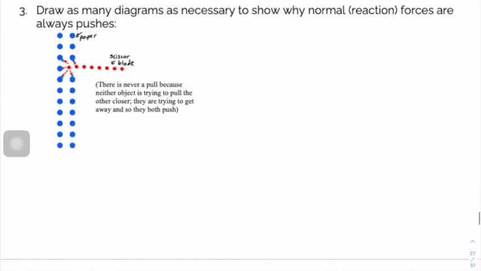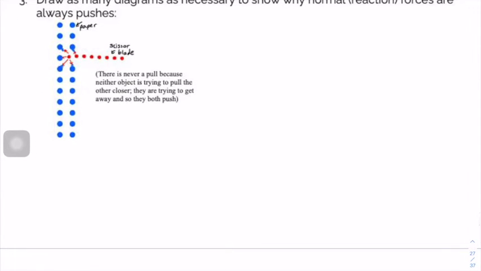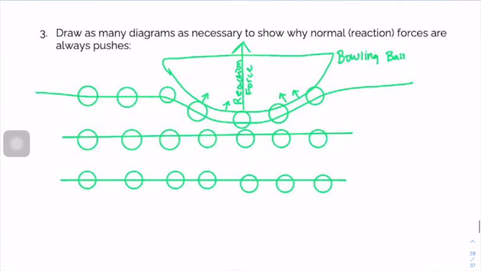Okay, draw as many diagrams as necessary to show why normal forces are always pushes. Okay, so this group didn't really talk about electron clouds, but they seem to get the idea that they're pushing away, but it's because of electrons, okay? So these people also repeated a diagram, which is fine, as long as they realize that these circles, those are electron clouds. So if you realize those circles are electron clouds, awesome.